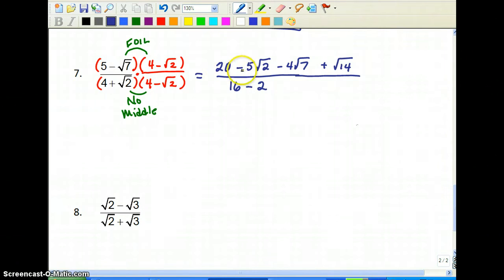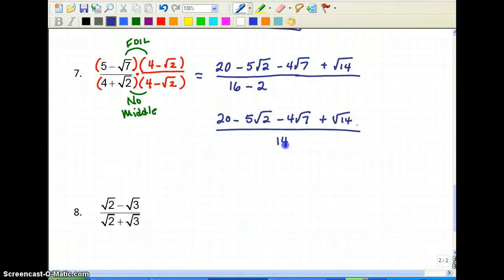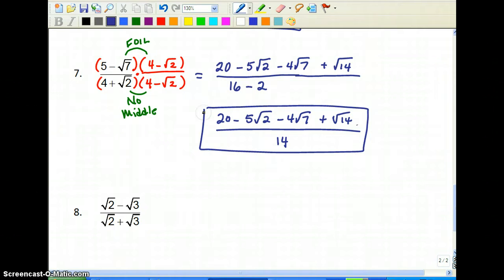So on the top, are there any like terms? No. Can you break down root 2? No. Root 7? No. Root 14? Well, it's 7 and 2, but that doesn't help us, so we can leave it as a root 14. So the top cannot be changed. And the bottom becomes a 14. And that is your final answer. It's not very pretty, but it's your final answer.